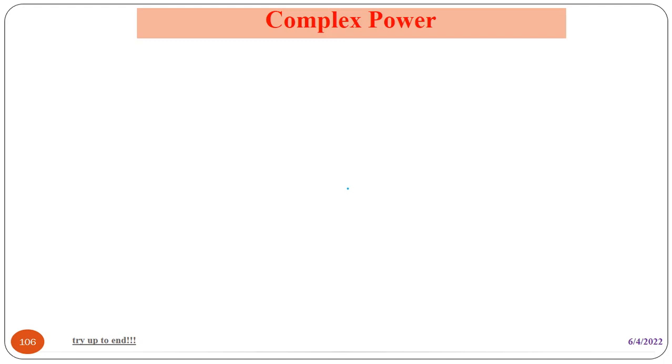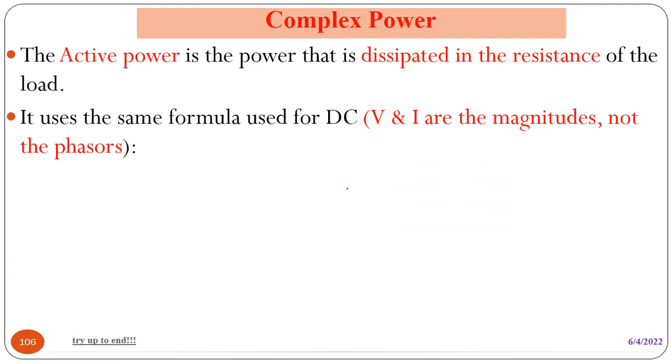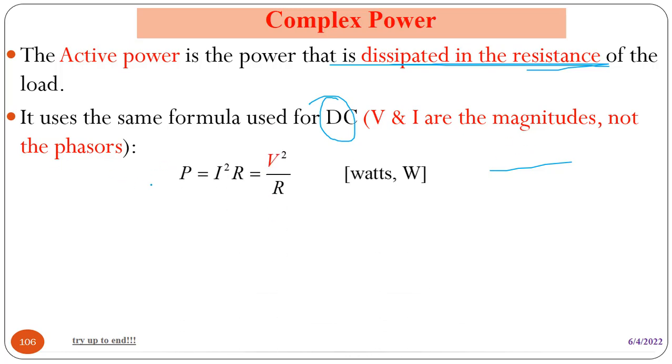So by having this, we are going to analyze complex power. What's complex power? A complex power contains both active and reactive power, which is measured in megavolt ampere. The active power is the power dissipated in the resistance, and it uses the same formula used for DC voltage and current, with magnitudes, not the phasor diagram. It is equal to the current squared times R, which is power loss, which is equal to the supply voltage squared over the resistance, measured in watts.